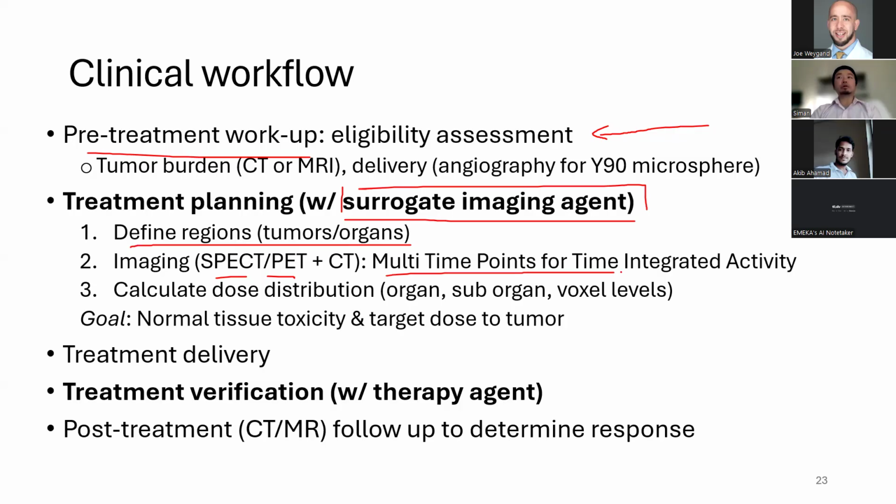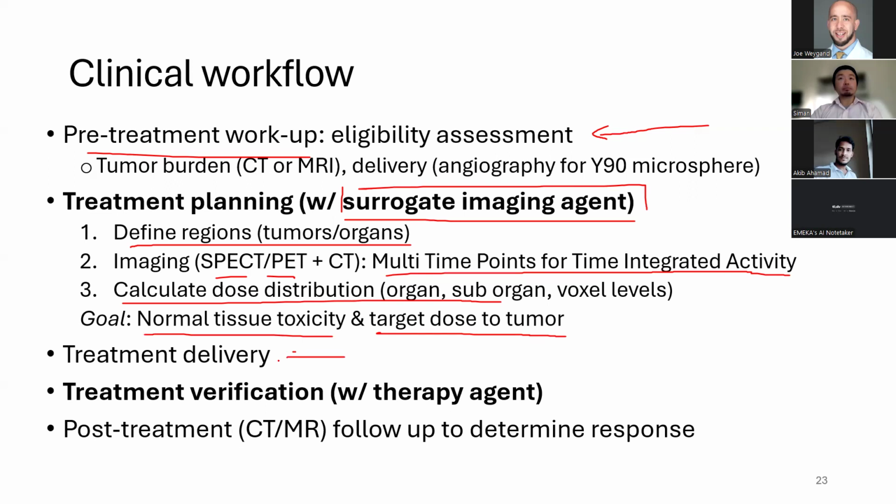Then you need to do it at multiple time points to establish the biodistributions, to eventually end up calculating the time integrated activity. In Y90, this doesn't apply because Y90 distribution is mechanical. Once it's there, there's no biodistribution. Then we use it to calculate the dose distribution for treatment planning. The goal is to minimize normal tissue toxicity and maximize the tumor control probability. In other words, we're trying to find that therapeutic window.